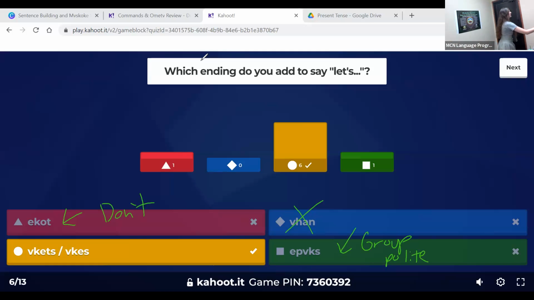So the correct answer is agis or agis for let's. And the easiest way to think of that is think of hombageets. I always think of that. Hombageets, let's eat. That's a good way to think of it, because that's something we hear a lot.